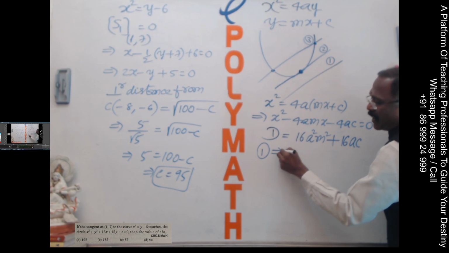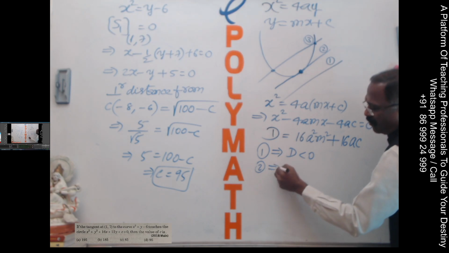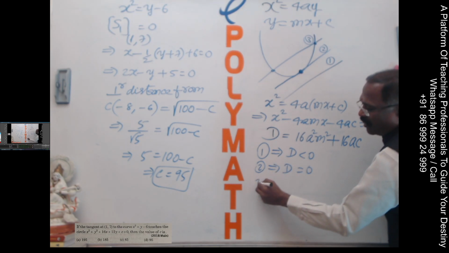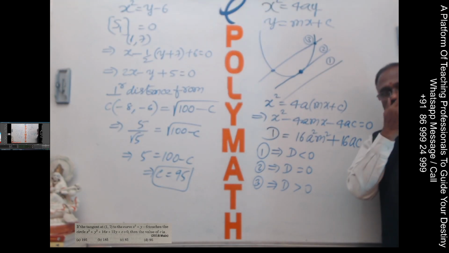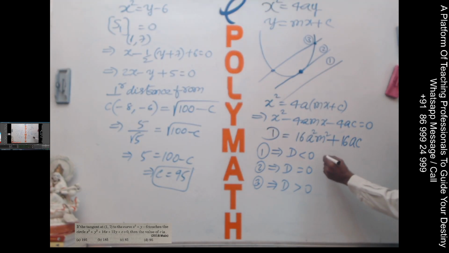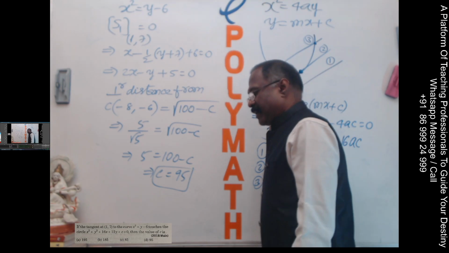Your 1 implies your discriminant is less than 0. 2 implies your discriminant is equal to 0. 3 implies your discriminant is greater than 0. See, discriminant less than 0, discriminant equal to 0. Generally, we take this only.